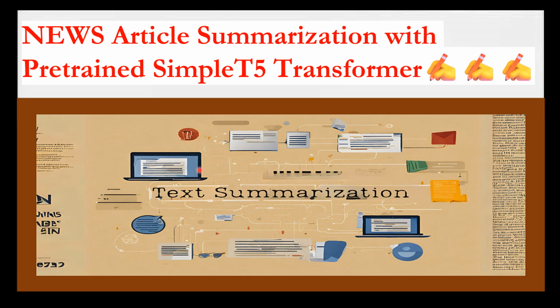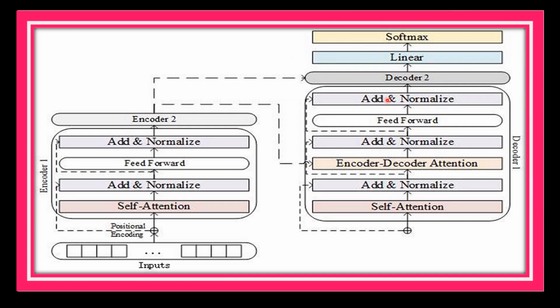In today's fast-paced world, news articles abound and reading through them all can be overwhelming. So to solve this problem, today we will understand how to generate concise and informative summaries of full-length articles using a simple T5 transformer. So let's first understand what this T5 is.